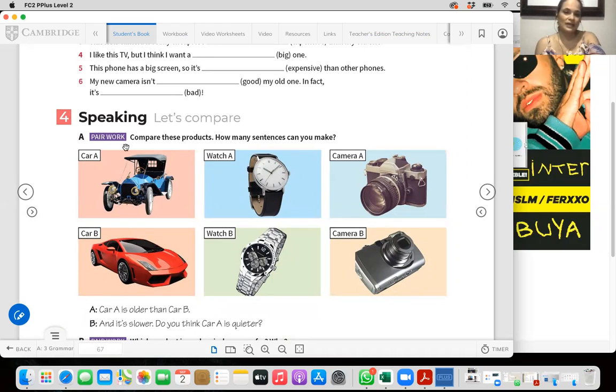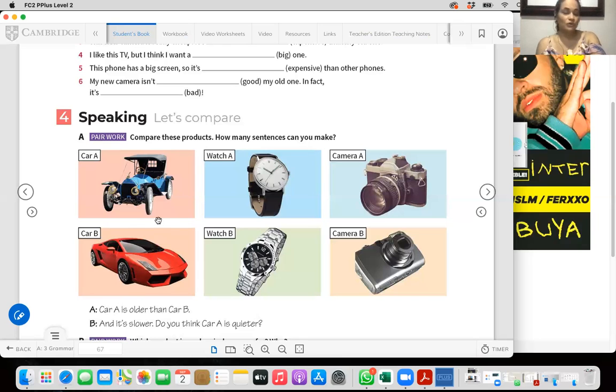The adjective for this one is old and the adjective for this one is new. That could be one example. So you can say the blue car is older than the red car, and the red car is newer than the blue car. Another thing you can say is that this one is faster and this one is slower. So the red car is faster than the blue car, and the blue car is slower than the red car. For these two pictures, I already made 4 sentences.